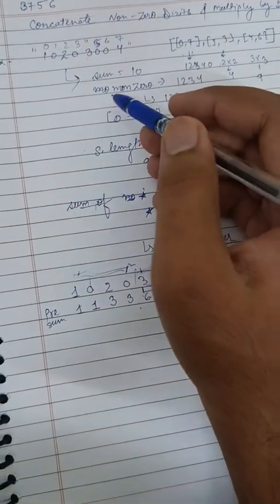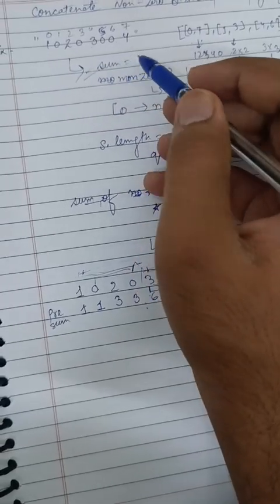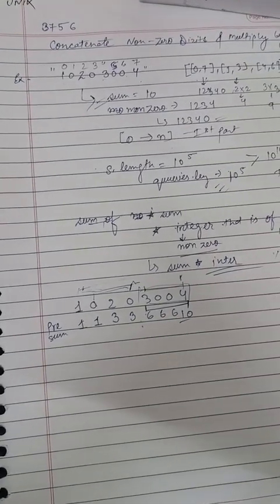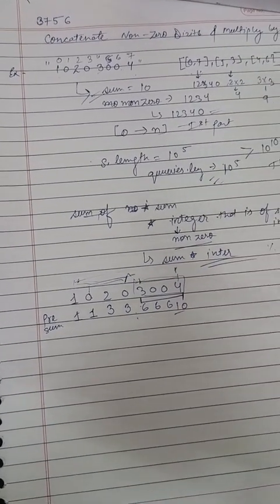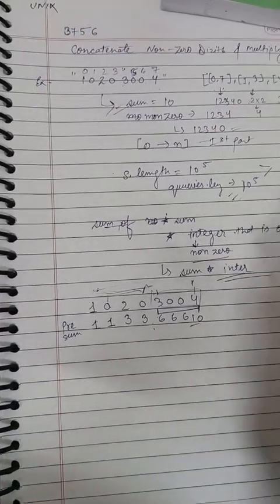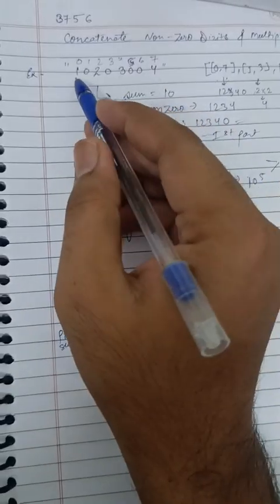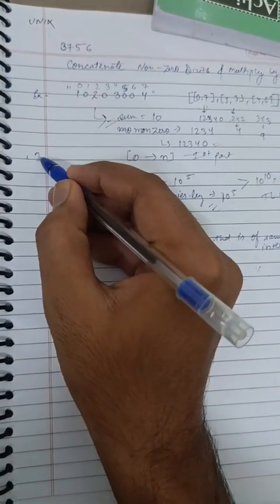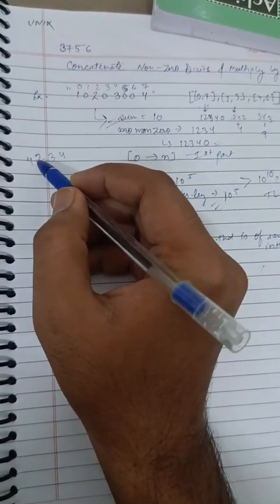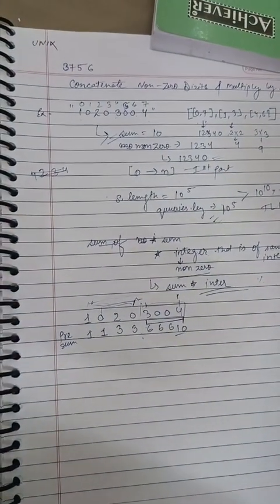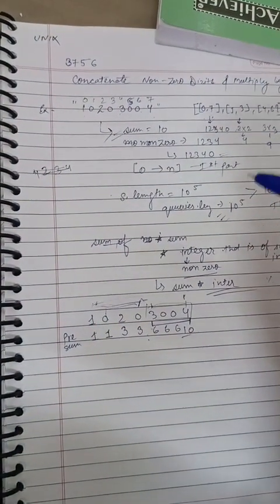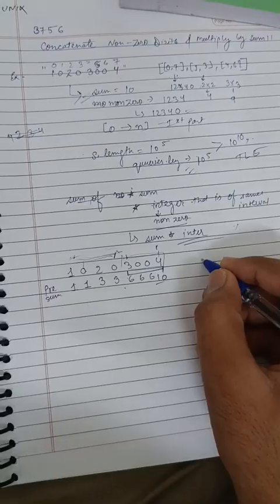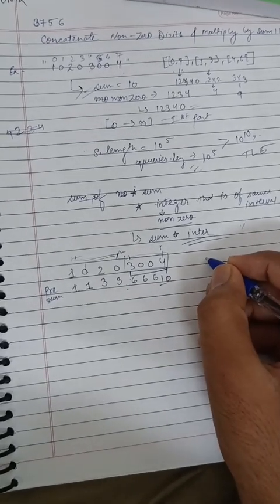So I have easily taken out the summation approach, how I will find the sum. Now the second part is the tricky and main part: how to find the integer formed by the string. Because if I see the key, I can easily find it, right? 1 2 3 4. Previously I was going to do it like this.